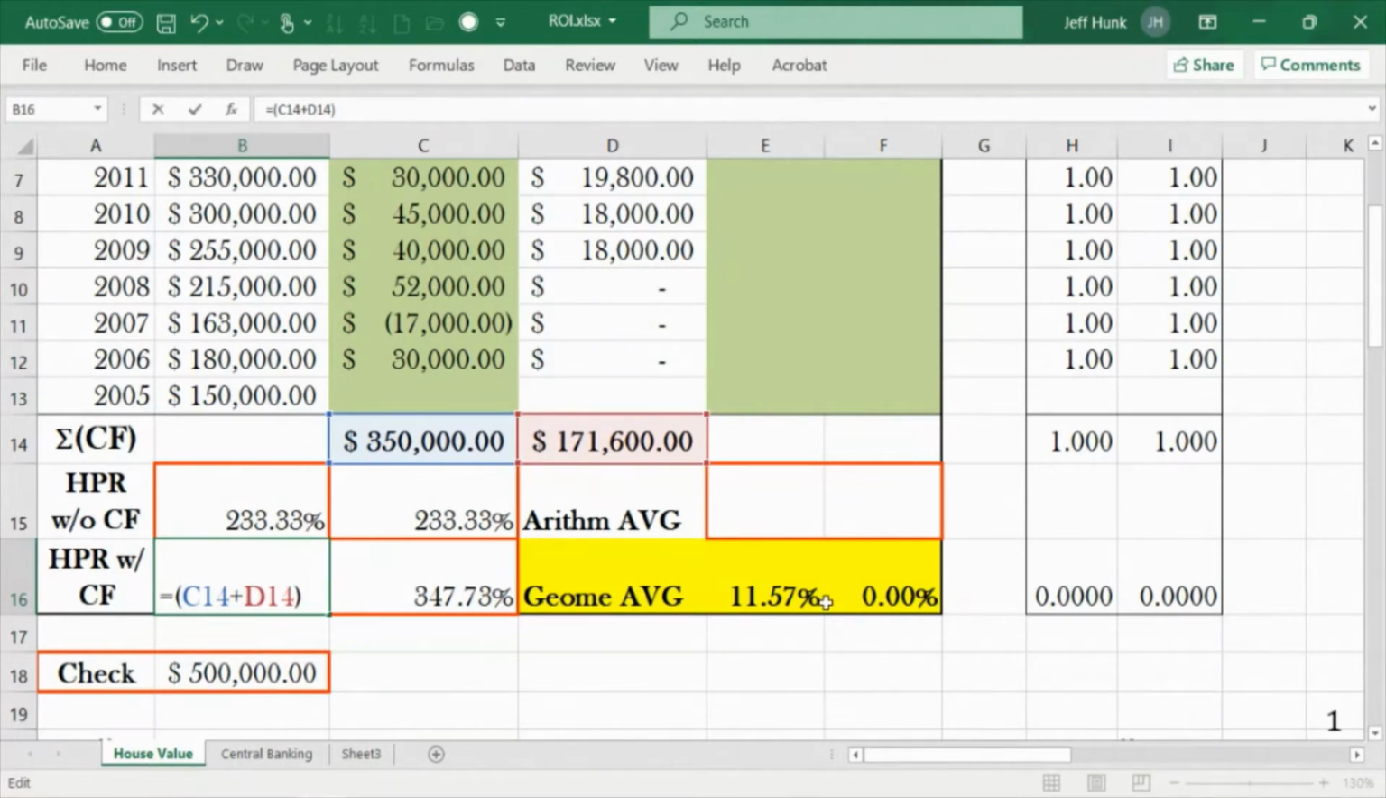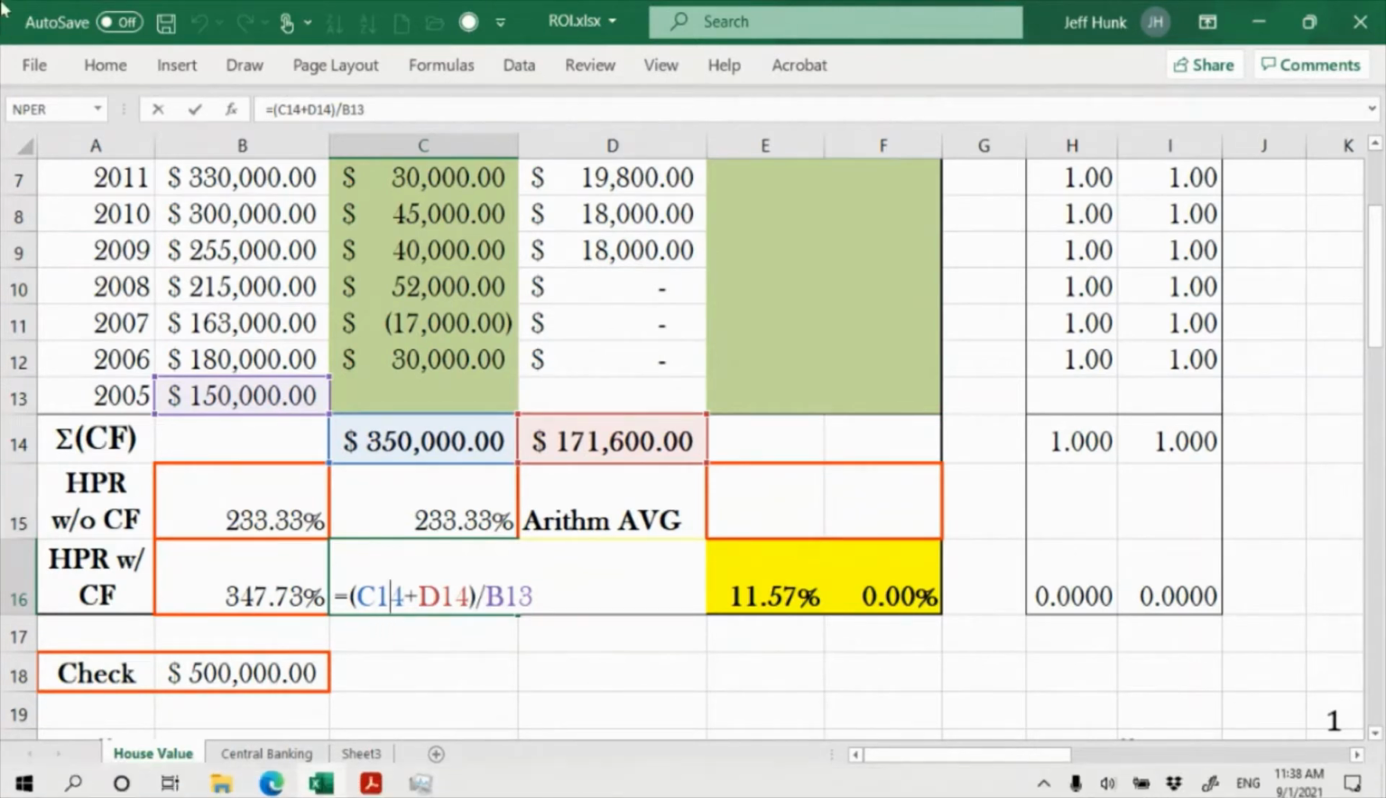And then you have to put them in parentheses. Otherwise, division will go first, and you don't want that to happen. And then you divide it by the initial investment. And there you go. The holding period return with the cash flow is 347%.